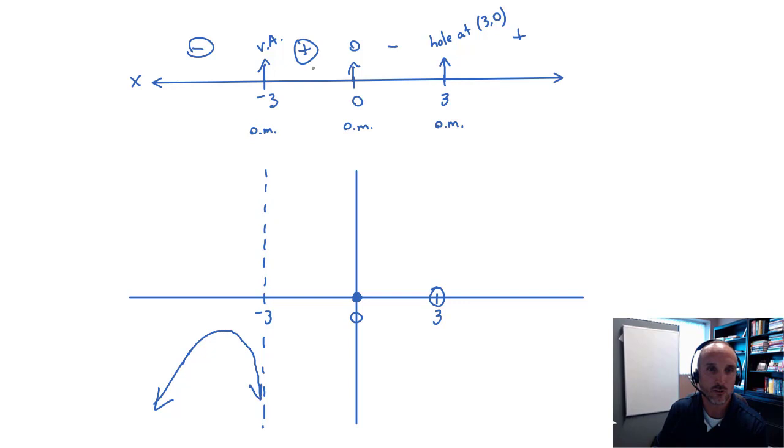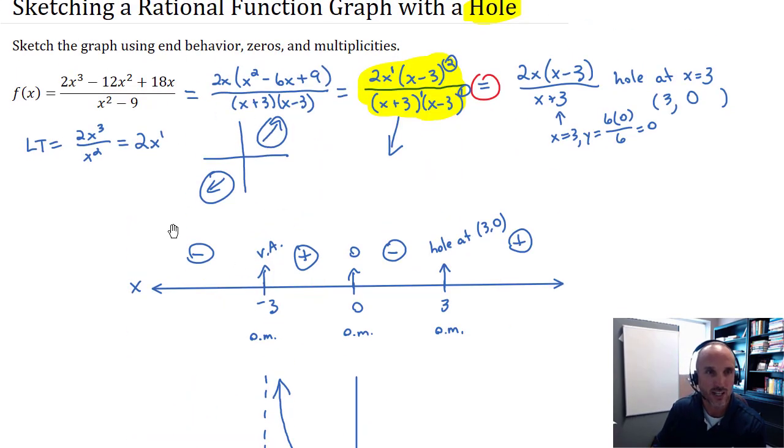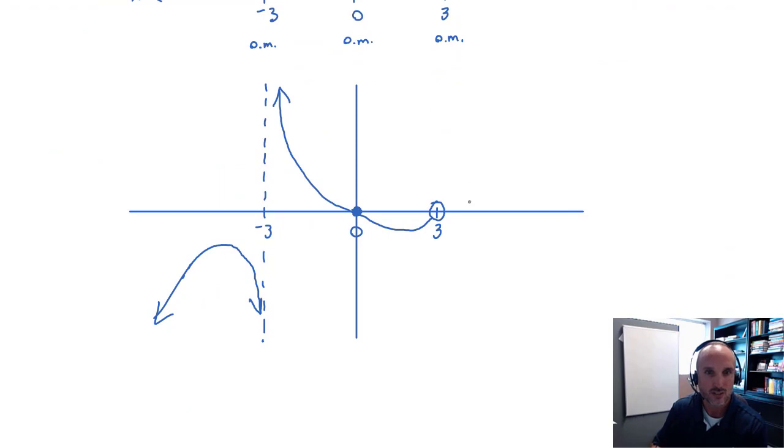Between negative 3 and 0, my outputs are above the x-axis, so I have to deflect to positive infinity as I approach it. Between 0 and 3, my outputs are below the x-axis, so I'm going to drop below. I don't have an asymptote now, I have a hole, so I'm going to come up and stop at the hole in the graph. And then after 3, my outputs are above the x-axis, and I have to have the proper right end behavior, so I have to grow to the right like a straight line. So to the right, my graph's going to do this kind of thing. And so there's a sketch of a rational function with a hole in the graph.